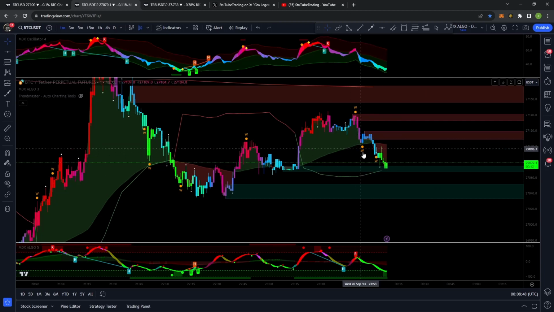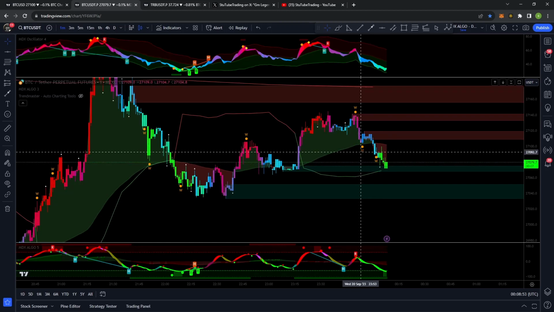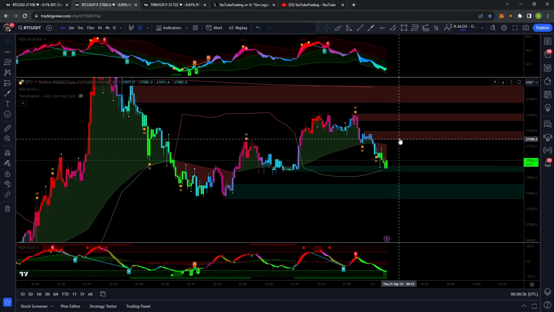See, this is a good example of just, you see these bullish reversals coming into play, but they are still technically trending to the downside, so they are still risky here.